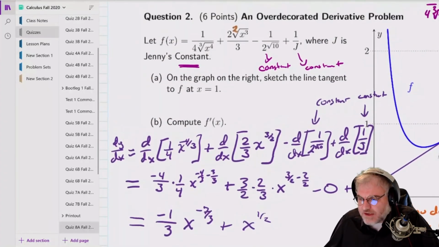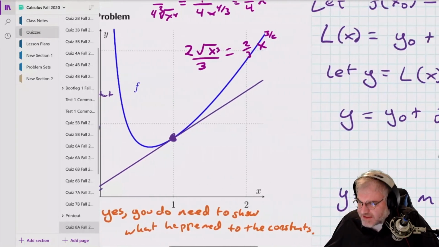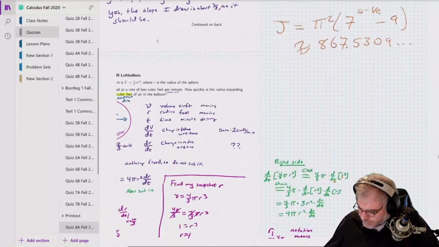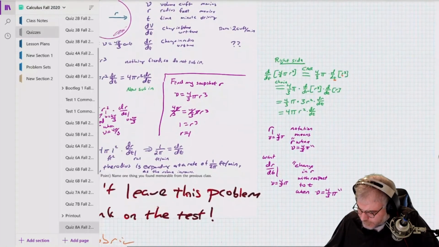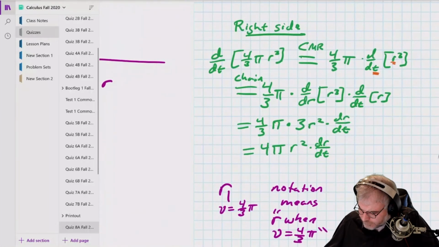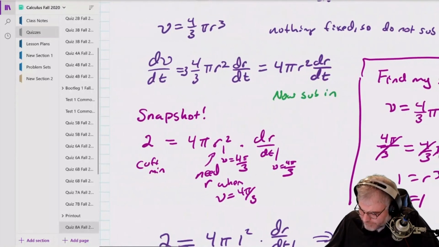Up here, these are constants that are on their own with a plus and a minus, right? They go to nothing. They're 0. But here I've got constants being multiplied, so they just hang out. And then what I'm going to have is 4 pi r squared dr dt, which is the thing I wrote right here.